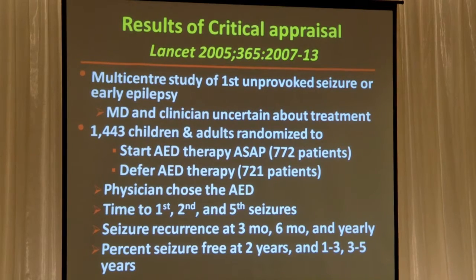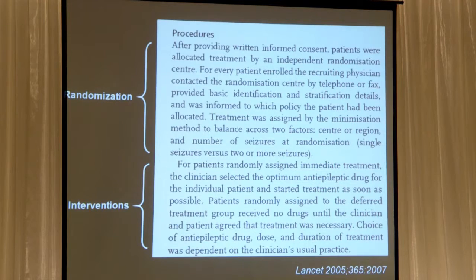So here's the study. This is another multi-center randomized study in patients of all ages with first seizures, not febrile seizures, almost 1,500 patients. And they were randomized to start anticonvulsants at the time of their seizure or not until a second seizure. And again, the physician got to choose the anti-epileptic drug, and they had a bunch of primary and secondary outcome measures. It's a lot like the other trial that we saw. So one more little tidbit, and then we'll start answering some questions.